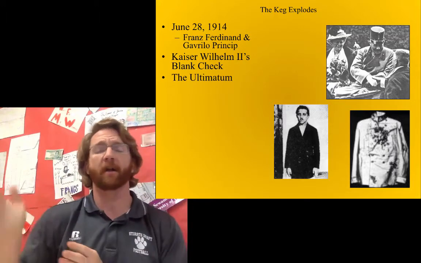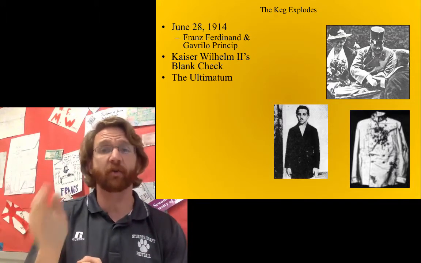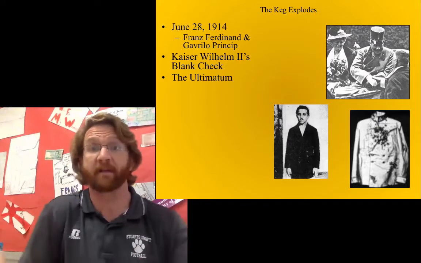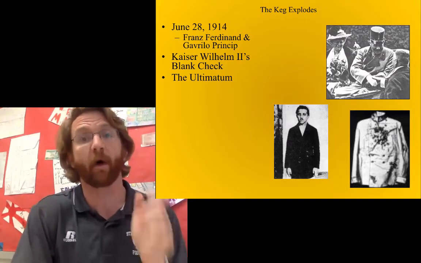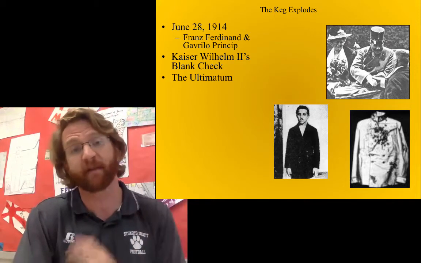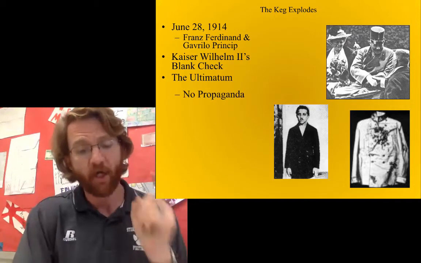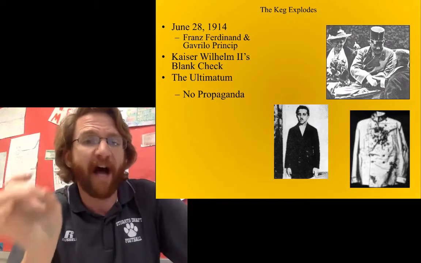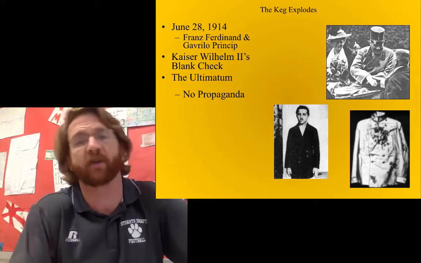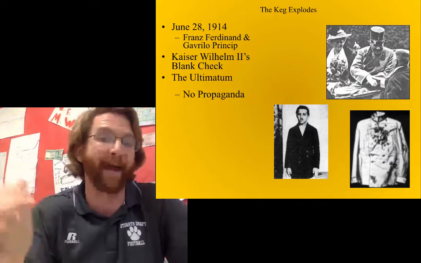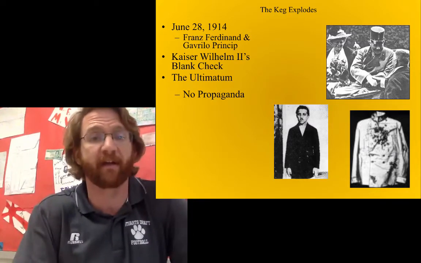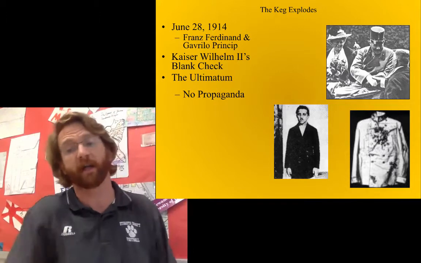On July 23rd, Austria-Hungary issued an ultimatum to Serbia. And here's what they said. An ultimatum is basically a statement that says, you do this or else bad things are going to happen. So here's what it said. There were 4 main points of the ultimatum. 1, no propaganda. What this meant was that the Serbian government could not issue propaganda against Austria-Hungary. If they saw it, they had to ban it. Okay, they had to ban it immediately. They could not speak out against the Austro-Hungarian government.